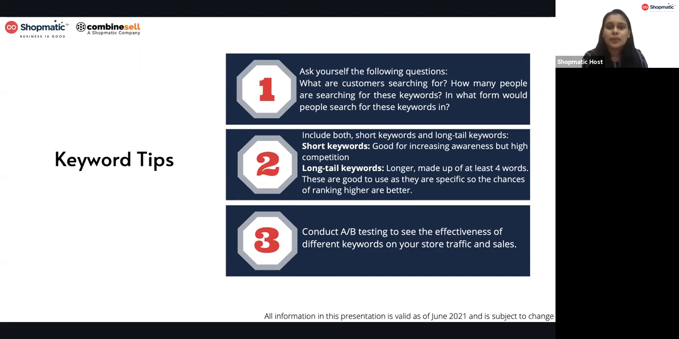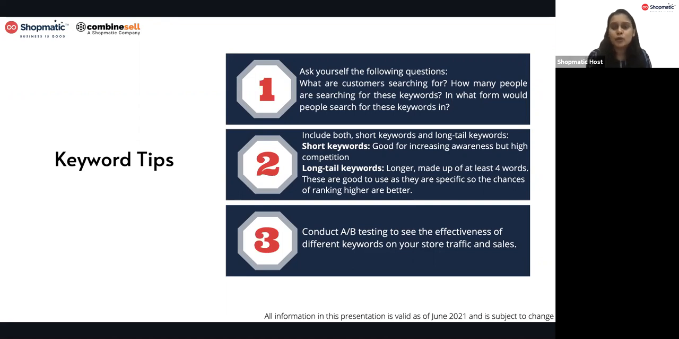Next will be to include both short keywords and long tail keywords. So short keywords are good for increasing awareness, but there's usually high competition as they're quite generic. And then long tail keywords are longer. They're usually made up of at least 4 words. So they're good to use because they're more specific. So the chances of ranking higher are better. It's also good because someone who would search for a longer keyword means that they have something more specific in mind. So the chances of conversion are higher.